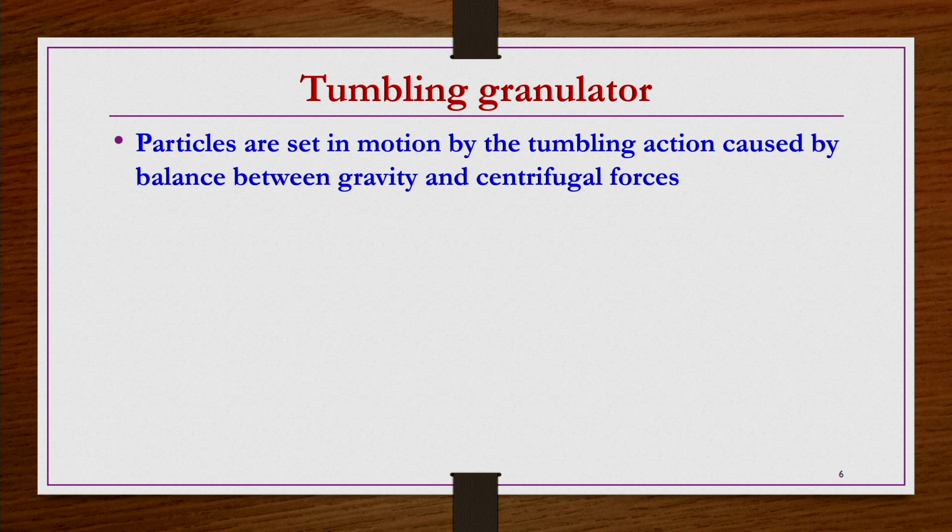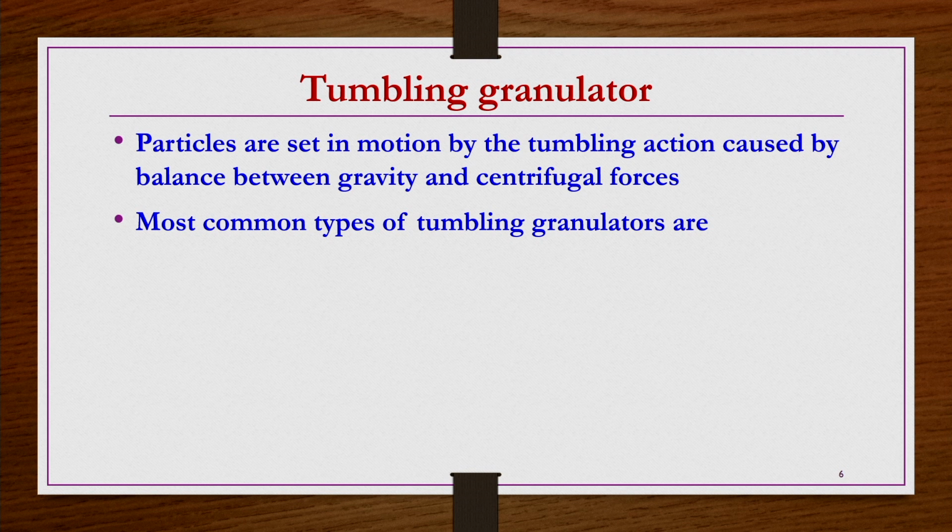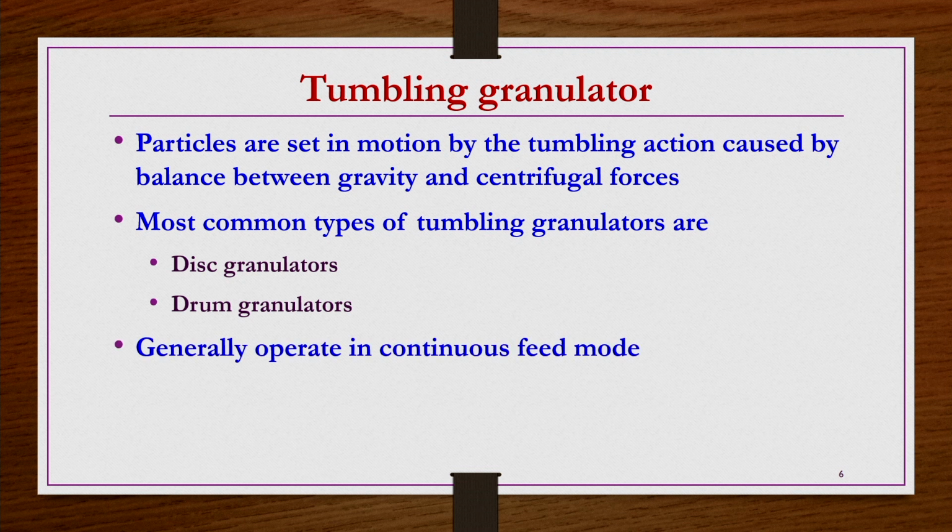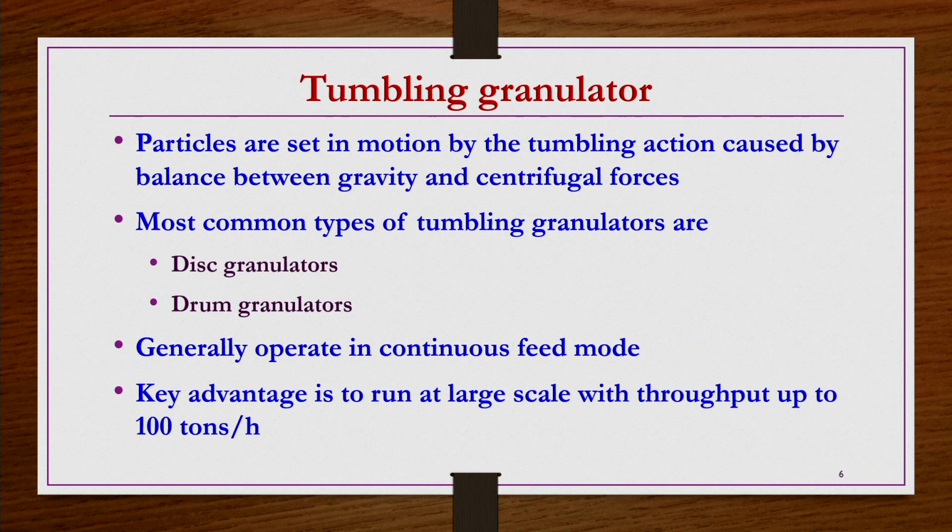In general, in this kind of tumbling granulator, the fine particles are set in motion by the tumbling action caused by the balance between gravity and centrifugal forces. The most common types of tumbling granulators are two: disc granulators and drum granulators. Generally they operate in continuous feed mode. The most important advantage of tumbling granulators is that they can run at large scale, with throughput up to 100 tons per hour, even more as well.